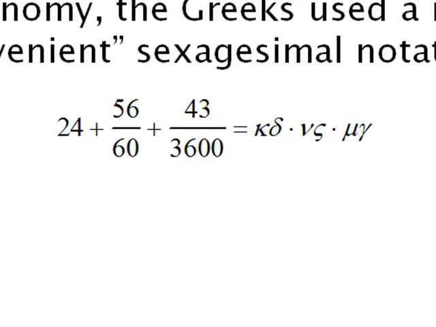they would have written as kappa delta for 24, nu, and then this symbol for 6, stigma, for 56, and then the mu gamma for 43, and the dots in between just indicating we're moving to a new place value. All in all, lots of different ways to write fractions with Greek numerals.